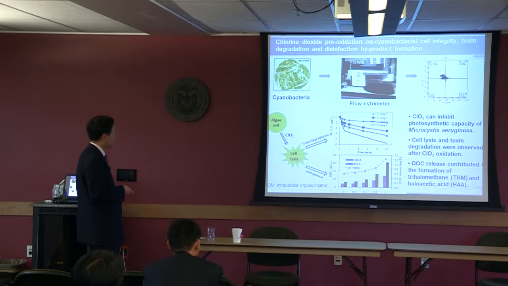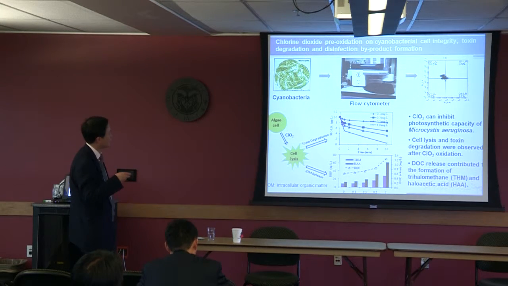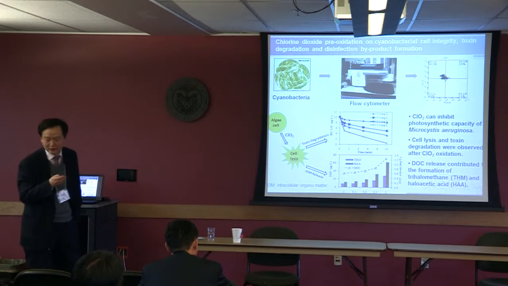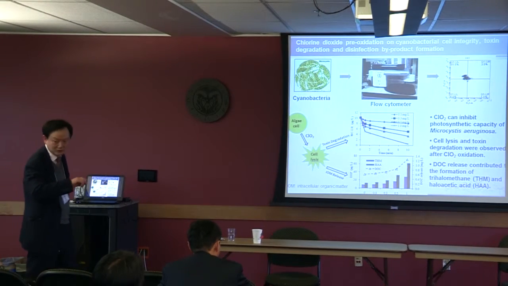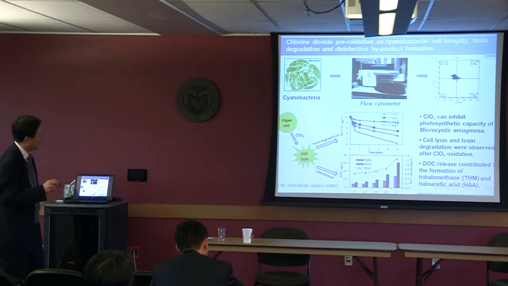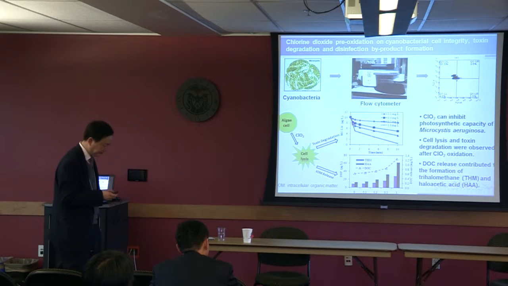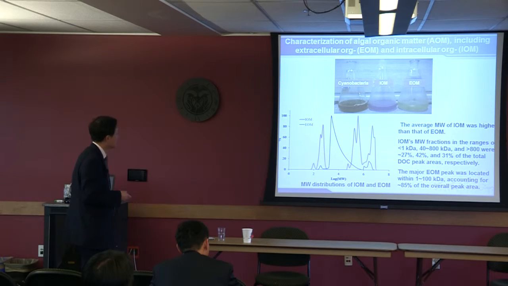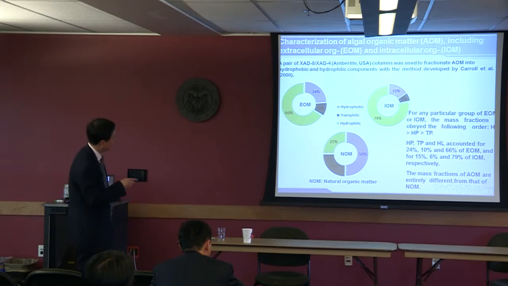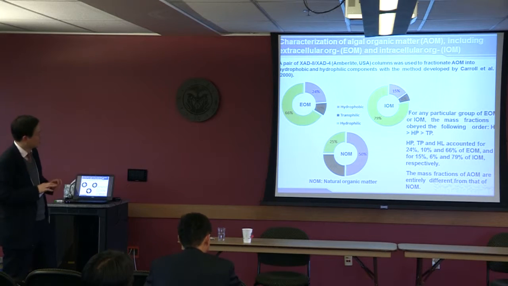Well, what he did is a lot of identification using flow cytometry and fluorescence analysis. I'm not very familiar with that, but he did a lot of work and tried to identify the organics originating from algae. Here's some of the result, and that's the ratio of different cellular organics.